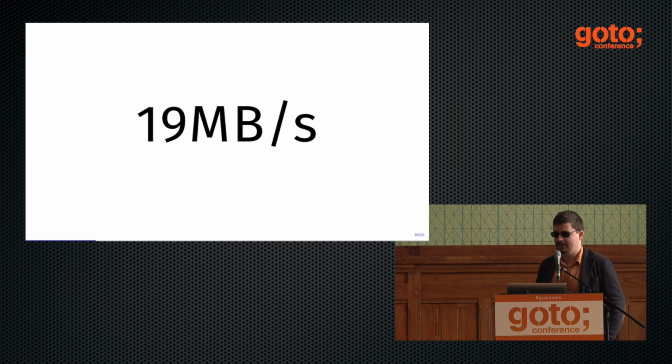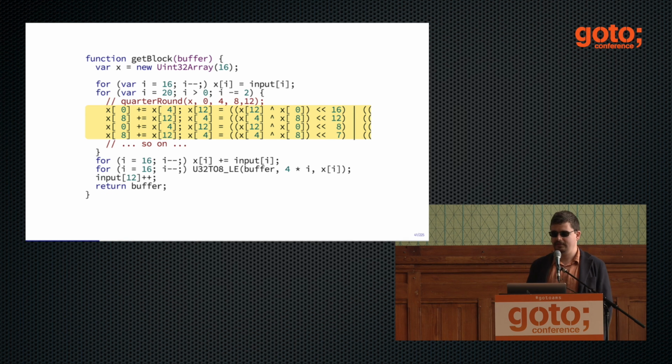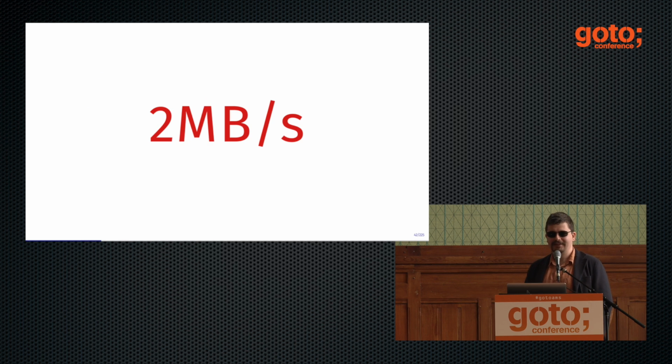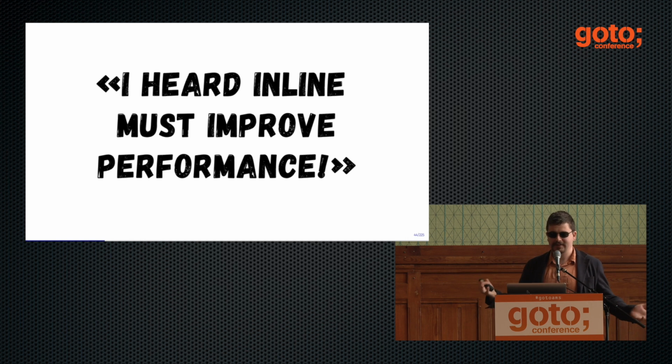He measured the version without inlining, and it was like 20 megabytes per second. I don't know whether it's fast or slow for a cipher; it doesn't matter for the purposes of this talk. Then he takes the implementation of QuarterRound and just puts the code into this loop manually, completely inlining it and turning the loop into a huge mess of arithmetic. He runs it, and of course the expectation is that it runs faster, but it actually runs 10 times slower. So he makes a face like that, I guess, and is not very happy. He says, I heard somewhere that inlining must improve performance. Why does it not happen?